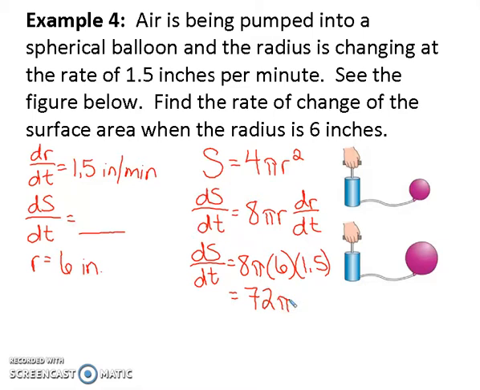And then our units, the radius was being measured in inches, so the surface area would be square inches. And the rate of change for the radius was in per minute, so that will also be the time for the rate of change of the area. All right, so those are some good geometry examples.